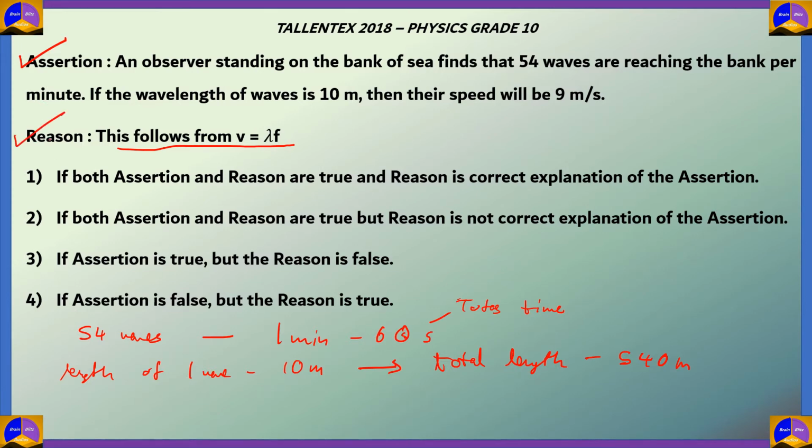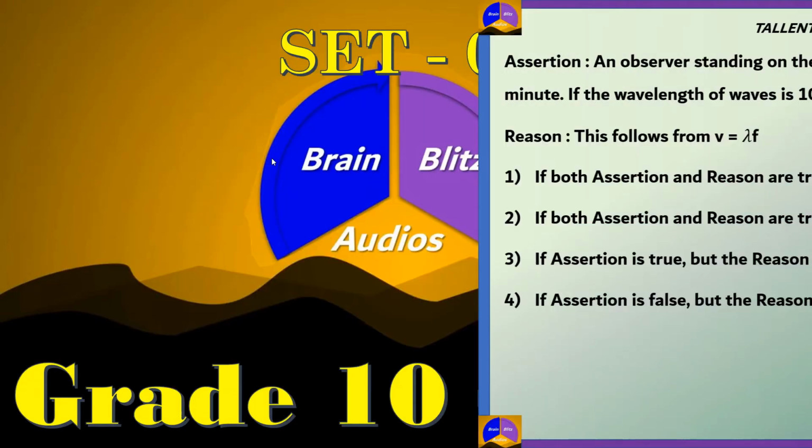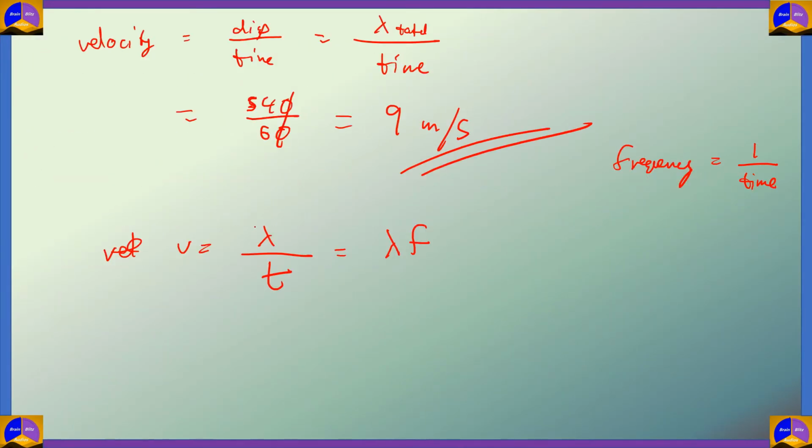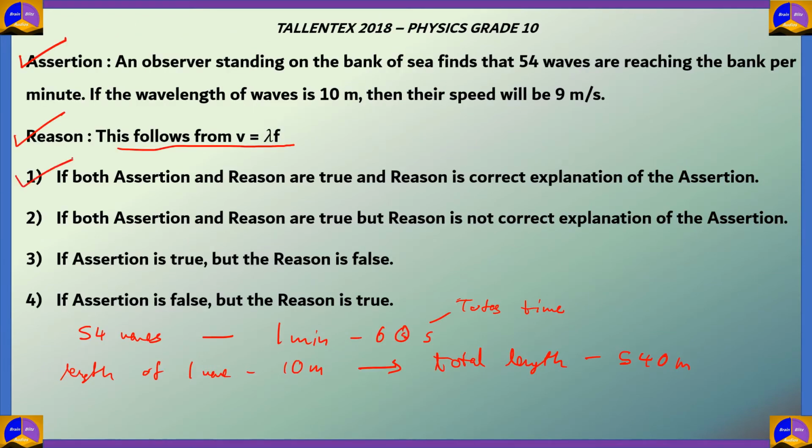So both the assertion and reason are correct, and using our relation, we found out that it is the correct explanation, because that's the same formula that we used in order to get our velocity. So that means option 1, both assertion and reason are true, and reason is the correct explanation for the assertion, will be the correct option. So option A is the correct option.